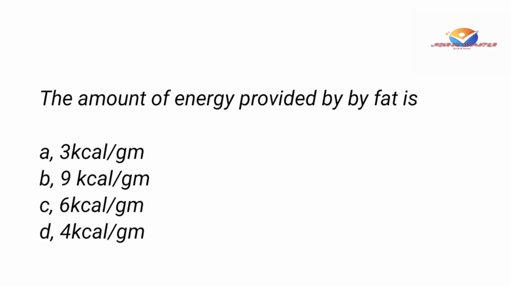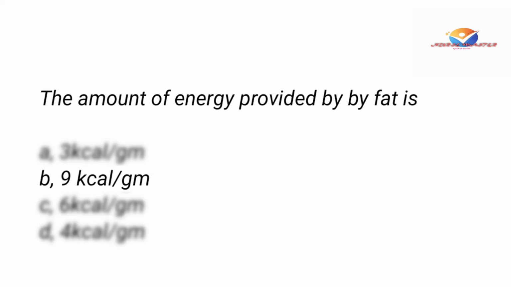The amount of energy provided by fat is option A, 3 kilocalories per gram. Option B, 9 kilocalories per gram. Option C, 6 kilocalories per gram. Option D, 4 kilocalories per gram. The answer is option B, 9 kilocalories per gram.